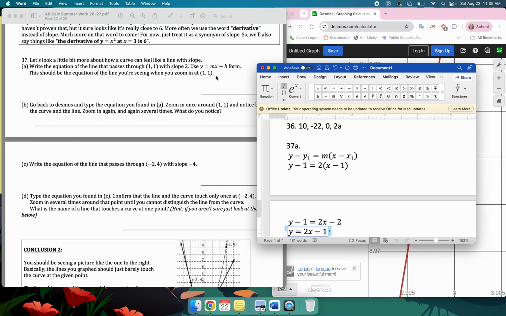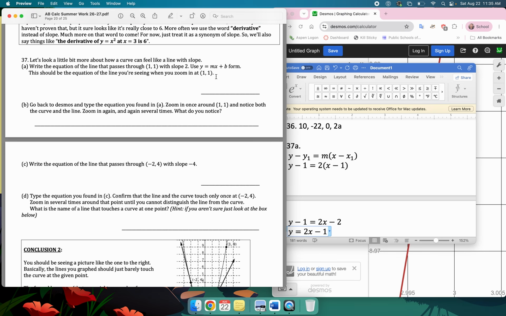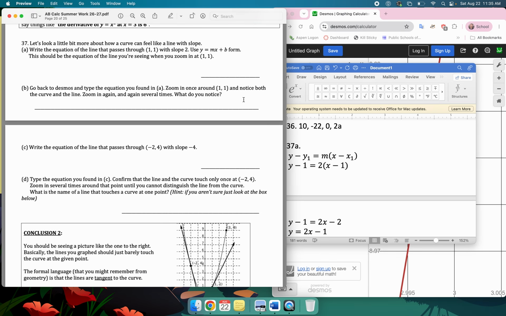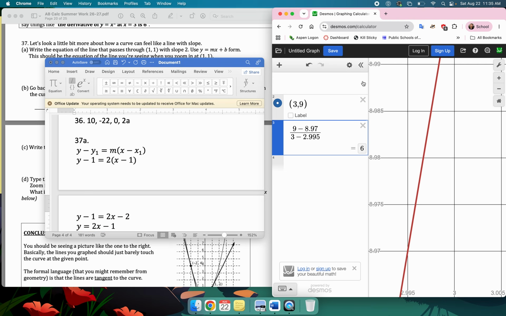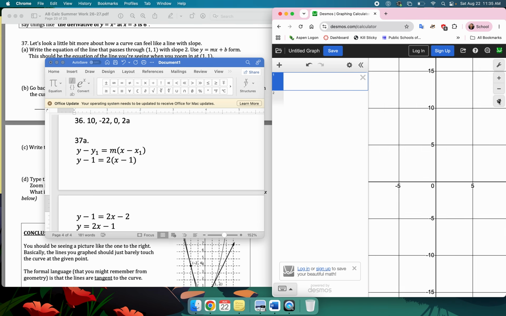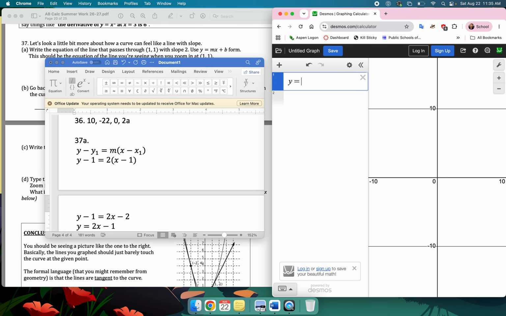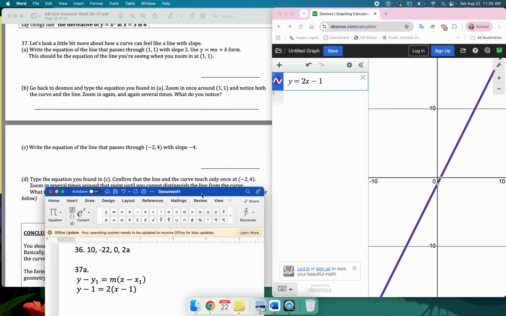Go back to Desmos and type the equation you found in part A. Zoom in once around (1, 1), and notice both the curve and the line. Zoom in again. What do you notice? I guess we'll find out. So let me reset this. So y equals 2x minus 1. Wait, what am I doing? Am I graphing this? Yeah.